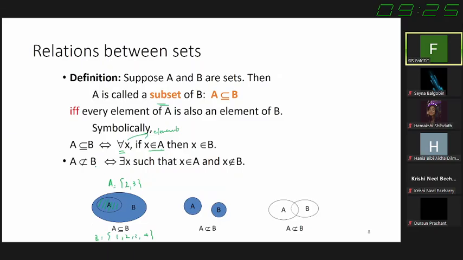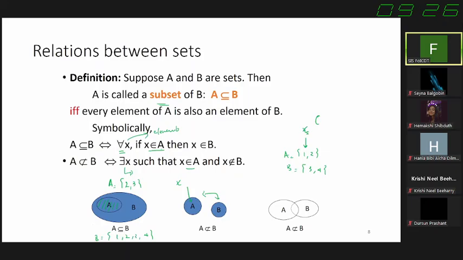A is not a subset of B when they are disjoint. This is known as disjoint. That is, there exists some values of x such that x is an element of A, but x is not an element of B. So that could translate to A equal to {1, 2, 3} and B equal to {3, 4, 5}. These are the x's that you're going to have in there, right?